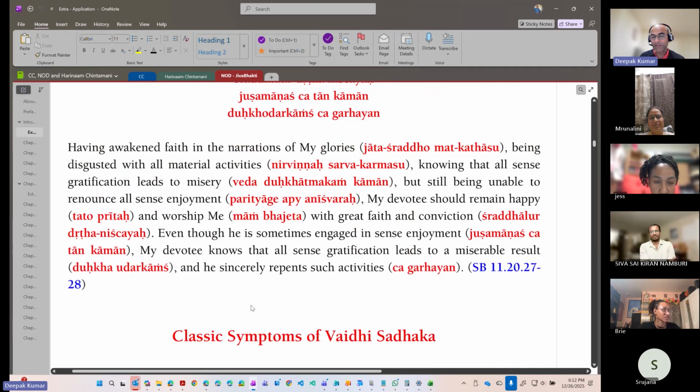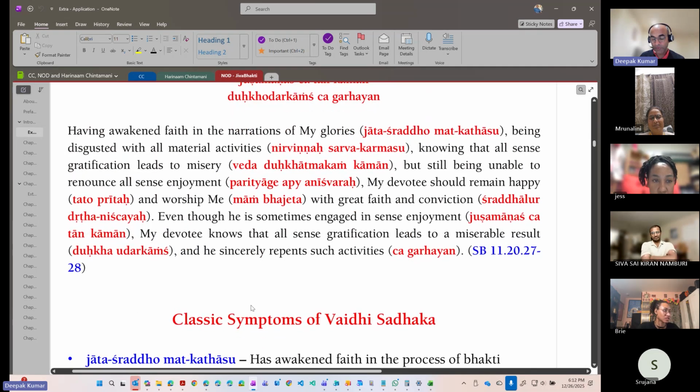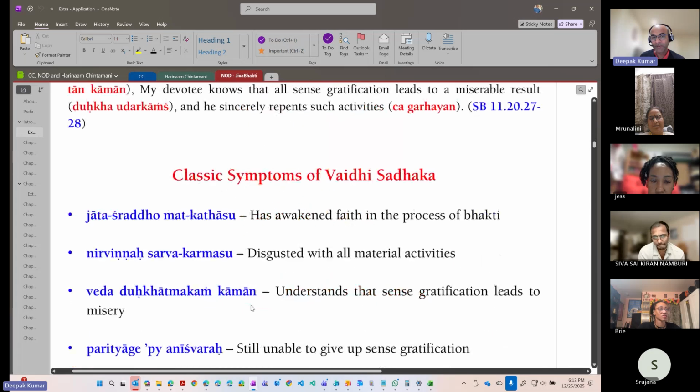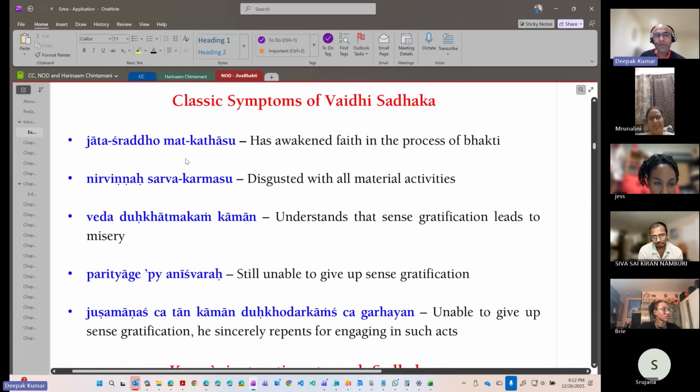So anyway, we analyze the point. This is the classic definition from Srimad Bhagavatam of Vaidhi Sadhana Bhakti. This is the classic symptom we discussed. Has awakened faith in the process of bhakti, disgusted with all material activities. We put a question mark there, right? We all have a different variety here, but this one has awakened faith in the process of bhakti. I think everybody agrees here, right?